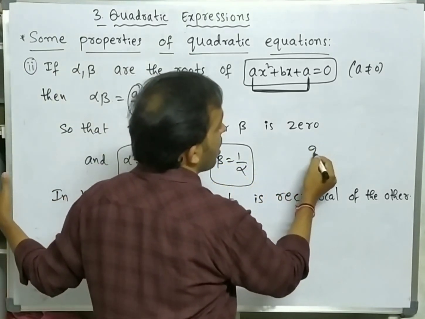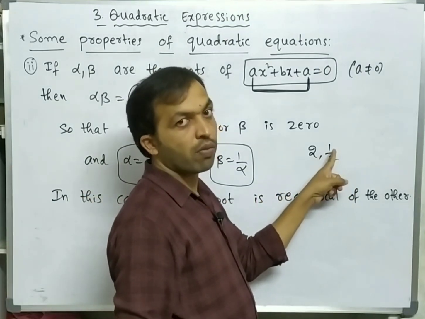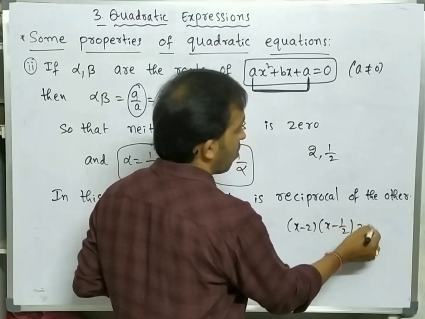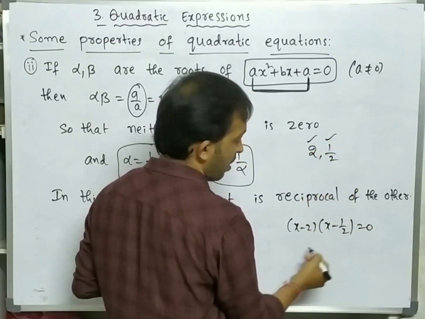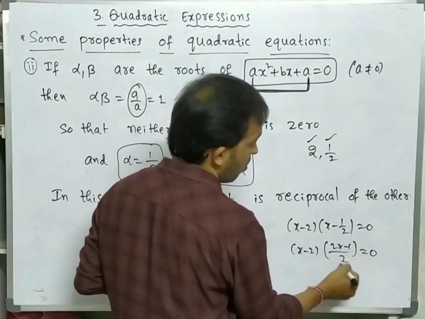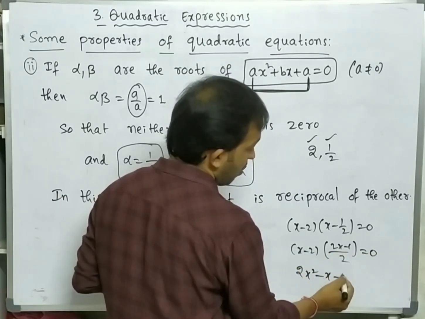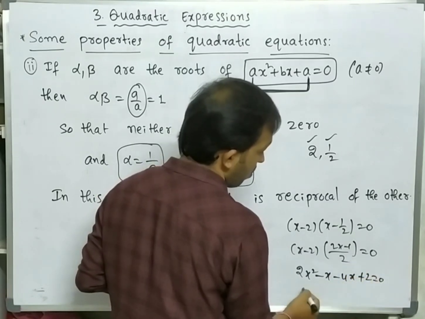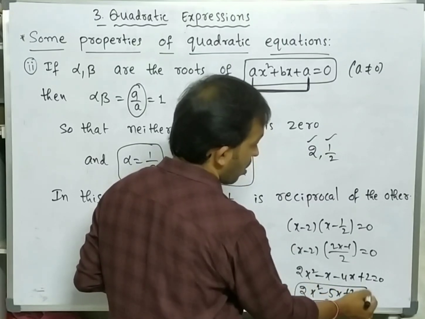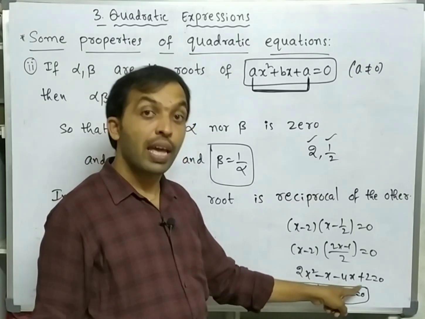In this case, for example, we will get roots 2 and 1 by 2. x minus 2 into x minus 1 by 2 is equal to 0. These are the two roots, x minus alpha, x minus beta. So x minus 2, taking LCM, 2x minus 1 is equal to 0. This becomes 2x square minus x minus 4x plus 2 is equal to 0. So 2x square minus 5x plus 2 is equal to 0. So here this is of the form ax square plus bx plus a is equal to 0.